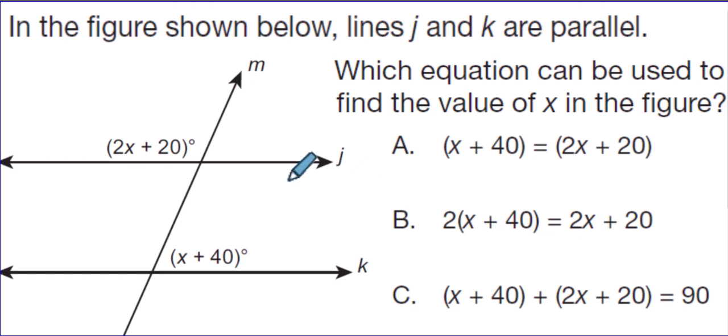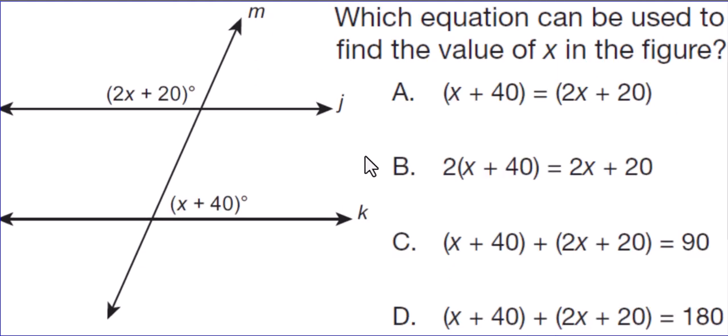Here we have a figure shown below where J and K are parallel lines. You can even see they look like they're parallel. They go completely horizontal. And we have this transversal line M. Which equation can be used to find the value of X? Hit pause on the video, make your decision, and then hit play when you're ready to see how you did.